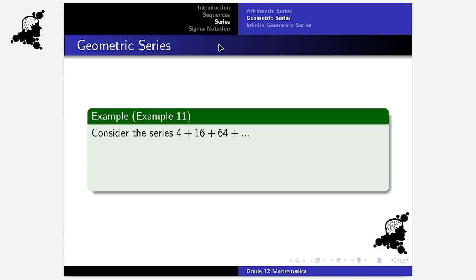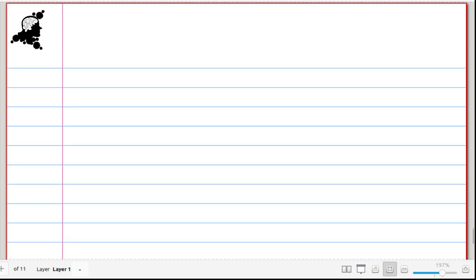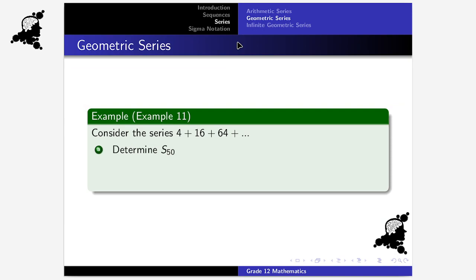We have an example. 4, 16, 64. Okay, let's go to the writing pad and write this down. And a new sheet. So we've got 4 plus 16 plus 64 plus ellipsis. Let's go back to the question. The question says determine S50. All right, so first of all, this is a geometric sequence. How do I see this? 64 divided by 16 gives me 4. 16 divided by 4 gives me 4. I have a common ratio.